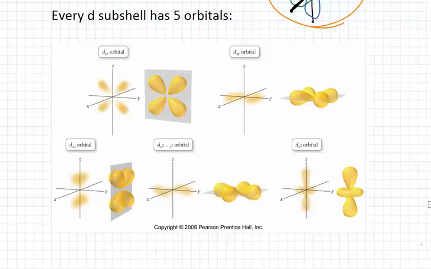D, these are the d's. Every d subshell has 5 orbitals. Okay? 3 of them come from being centered on the 3 coordinate axes. 1 of them is centered on one axis but shifted. And then check out this 5th one. It's got 2 lobes and sort of a little hula hoop around the middle there. So it's a bizarre kind of thing.